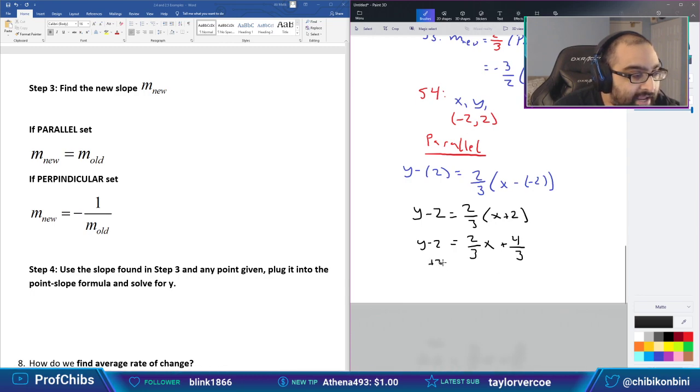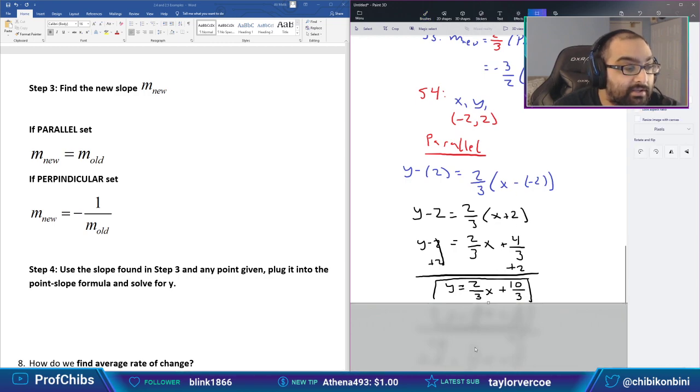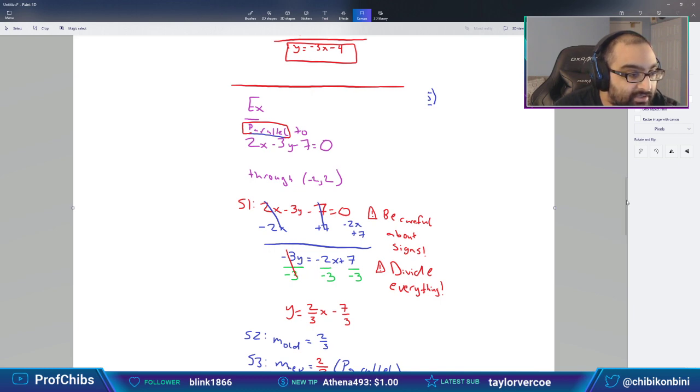And we'll just go ahead and add 2 to both sides. And what we're going to get here is 2/3 x. And then 4/3 plus 2 is going to be 6 over 3, that's going to be 10 over 3. So here we get our final result for the parallel case. It will be 2/3 x plus 10/3 will be our final answer for the parallel case, just the parallel case. Okay, so we haven't done the perpendicular case yet.